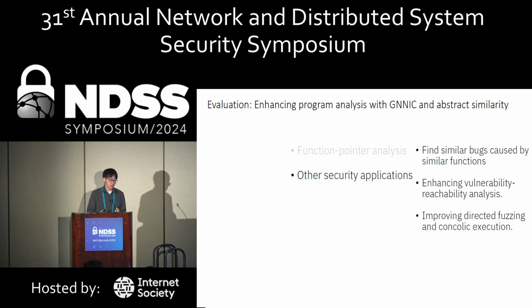We also try to evaluate the abstract similarity in other security-related applications. For example, we use it to identify similar vulnerabilities caused by similar functions. We also evaluate how this kind of technique can improve the performance of directed fuzzing, or improve vulnerability reachability analysis. More detail can be found in the evaluation part of the paper.